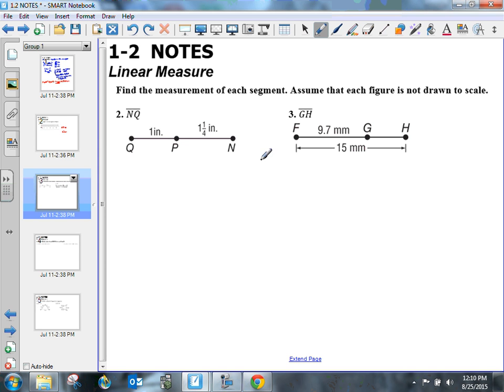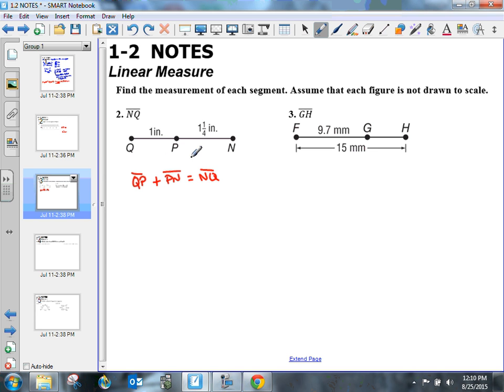Okay, so let's take a look at what's going on here. What it wants us to do here is find the measurement. So find the length from point N to point Q if QP is 1 inch and PN is 1 1/4 inches. So what I want to do here is set up the segment addition postulate. If I take segment length QP and I add it to PN, then I get a total length of NQ. It gives me the entire segment.